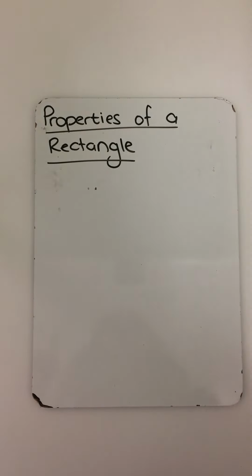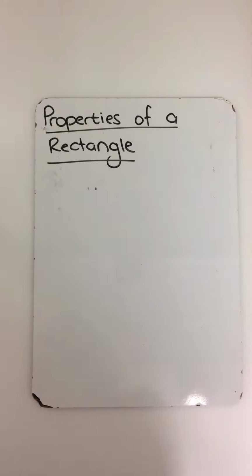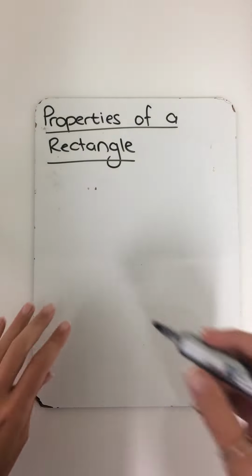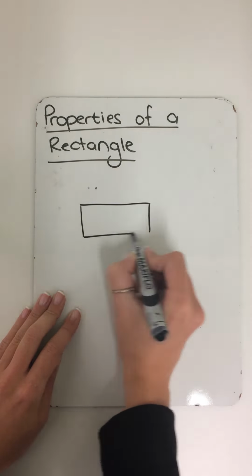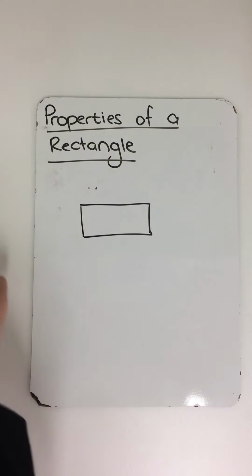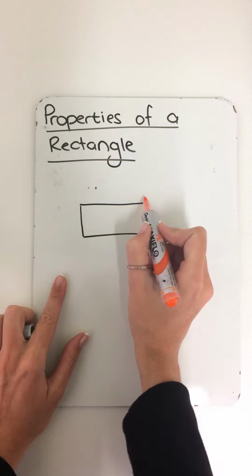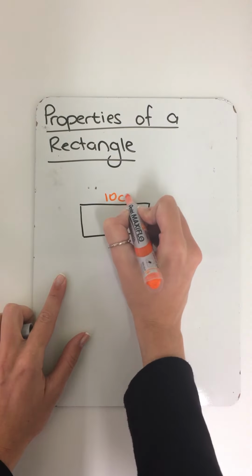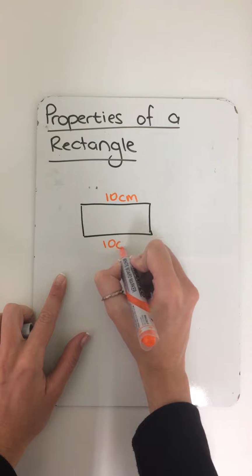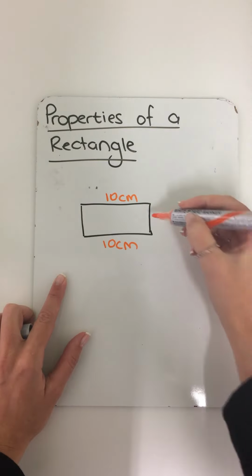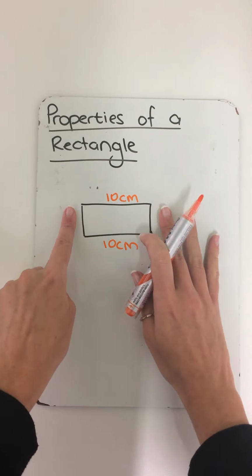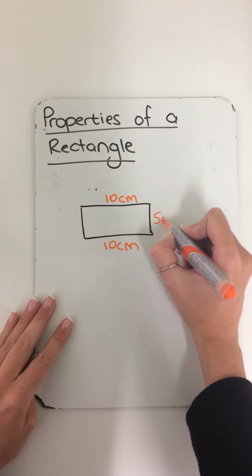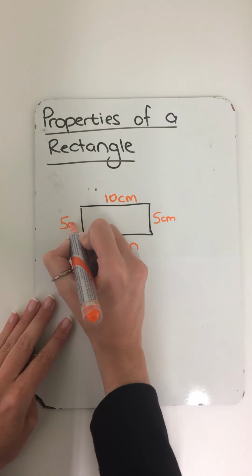We are now going to focus on the properties of a rectangle and the things that make a rectangle different from other shapes. So we know a rectangle has two shorter sides like this and two longer sides like that. So that means if this long side at the top is 10 centimeters, then this long side at the bottom is also 10 centimeters. However, the shorter sides are obviously not the same length as the longer sides, but they are the same length as each other. So if this is 5 centimeters, then this side of the rectangle is also going to be 5 centimeters.